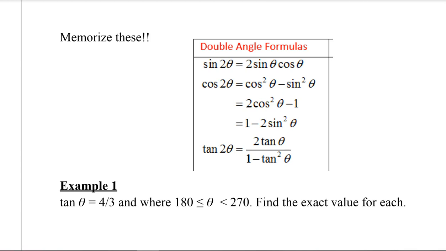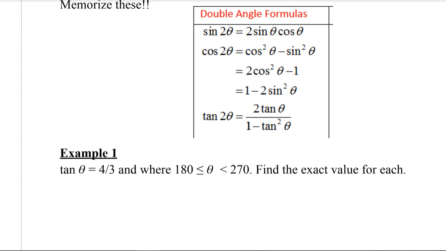We're going to do a couple different examples, just two. So here we go. Let's take a look at this very first one. We're told tangent of theta is 4/3, and we're also told that that angle is between 180 and 270. So this is two clues, right? So we have two clues here.